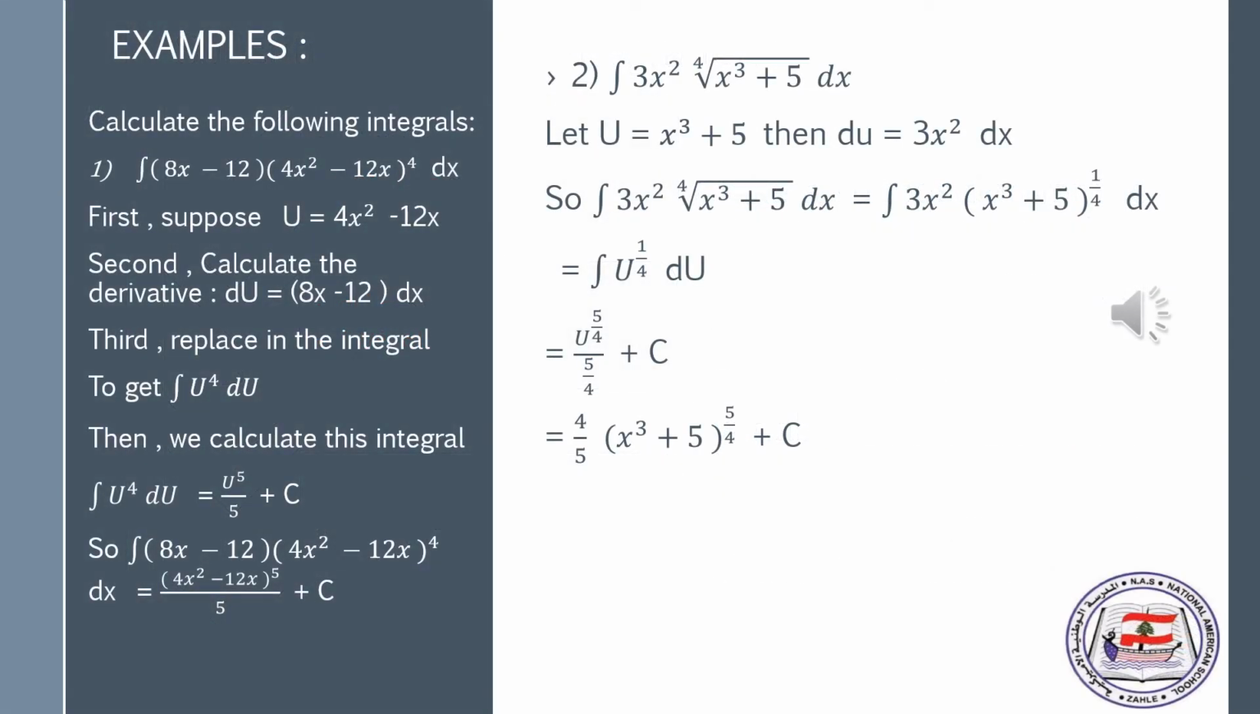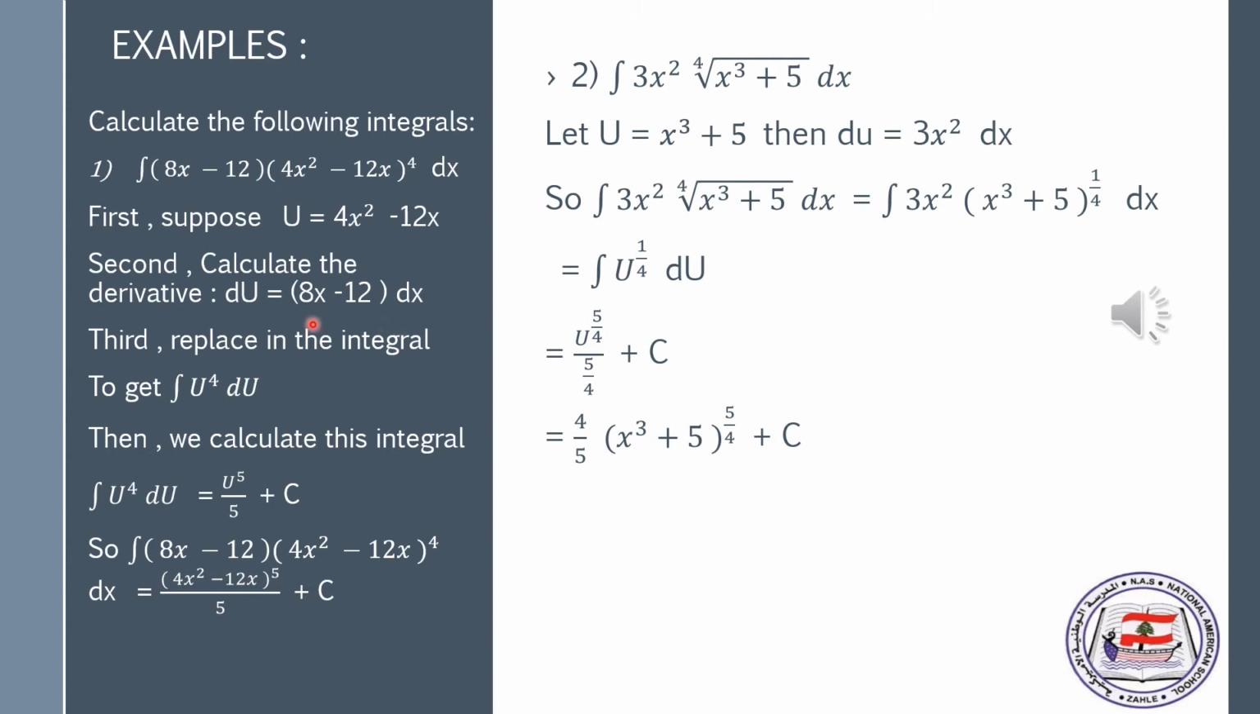Let's take some examples. Example 1. Integral of (8x minus 12) times (4x squared minus 12x) to the power 4 dx. Since we cannot distribute the following expression, directly we need to think about the substitution method. What do we need to do at the first step? We need to take the highest power and change its variable. So suppose u is equal to 4x squared minus 12x.